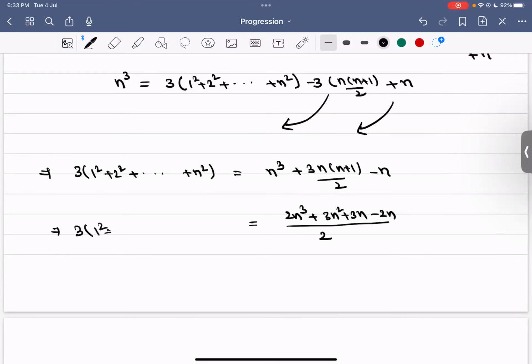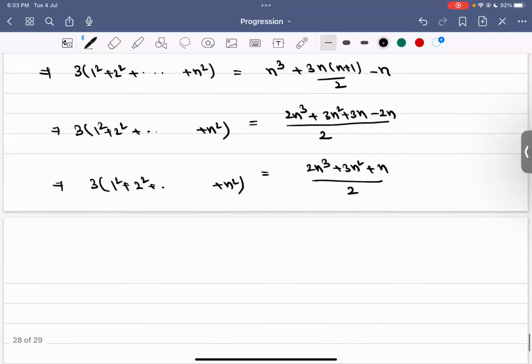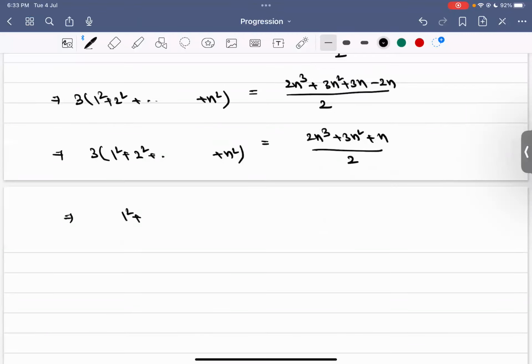This is what? 3 into 1 square plus 2 square etc. up to n square. Now this is equal to 2n cube plus 3n square plus n by 2. So now this implies 3 into 1 square plus 2 square etc. up to n square. But our requirement is what? 1 square plus 2 square etc. up to n square is equal to 2n cube. From the numerator, take n common. If you take n common, 2n square plus 3n plus 1 by 6.